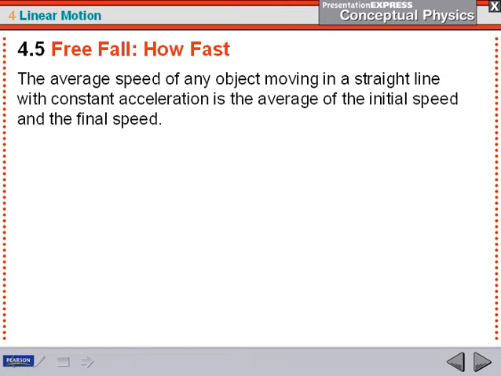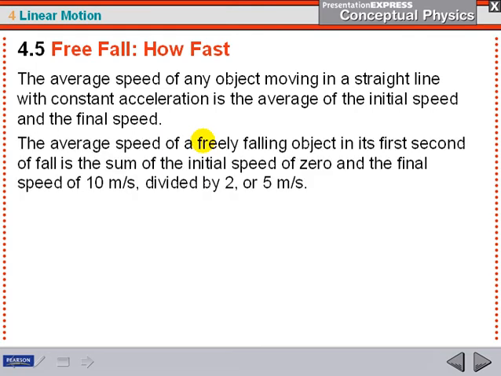So the average speed of an object that's been moving in a straight line with constant acceleration is the average of the initial speed and the final speed. Now we have that situation. We're dropping an object, it's free falling, it's got constant acceleration, it's moving in a straight line. So if you look at the average speed for an object in the first second, it would be the sum of the initial speed 0 and the final speed 10 meters per second, divided by 2, which would be 5 meters per second.